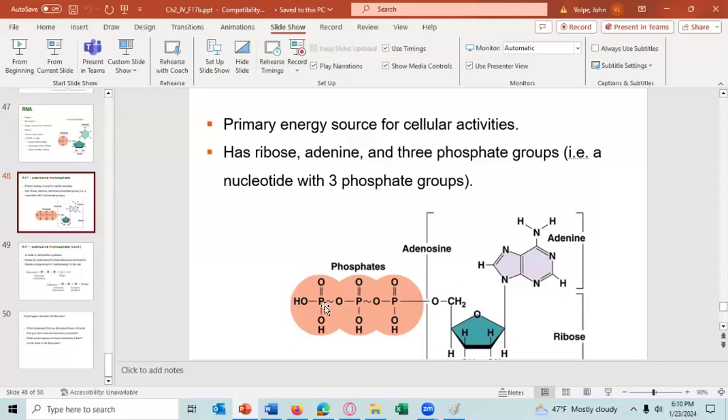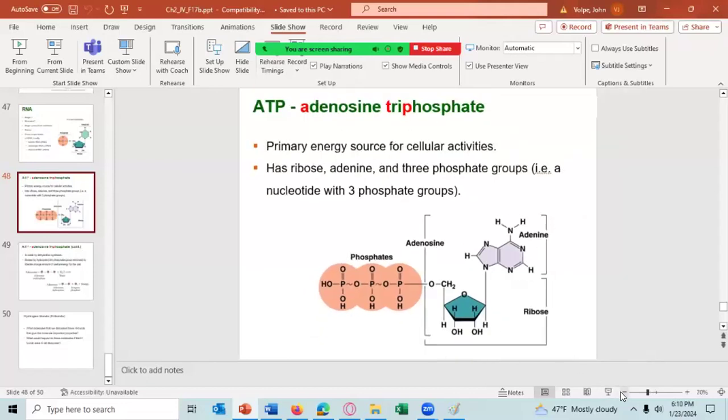For example, if the cell is making a bigger carbohydrate, it will break ATP to get the energy the cell needs to combine two smaller molecules to make the larger carbohydrate molecule. All right, any questions about ATP?